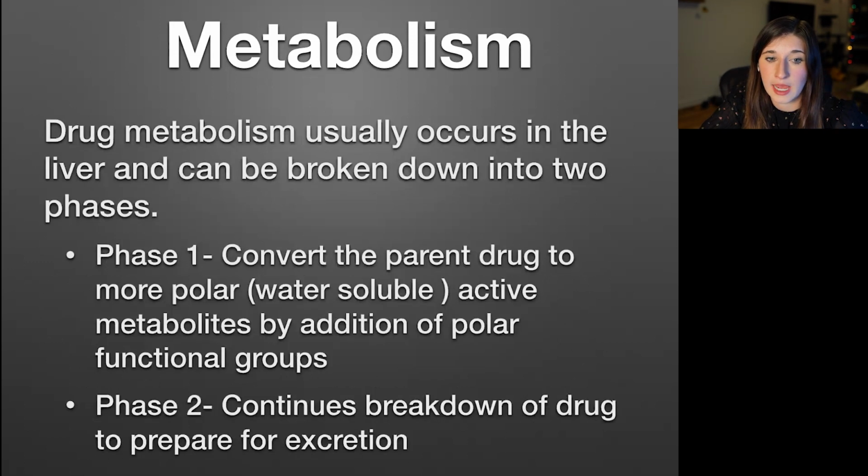Drug metabolism, like I said, occurs in the liver and it can be broken down into two phases. In phase one, the parent drug is converted into a more water soluble, more polar metabolite through the addition of polar functional groups. And phase two continues the breakdown of the drug to prepare for excretion.